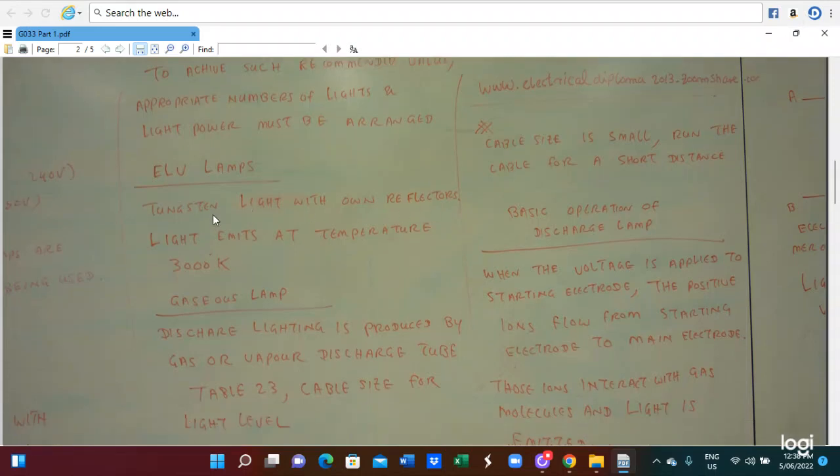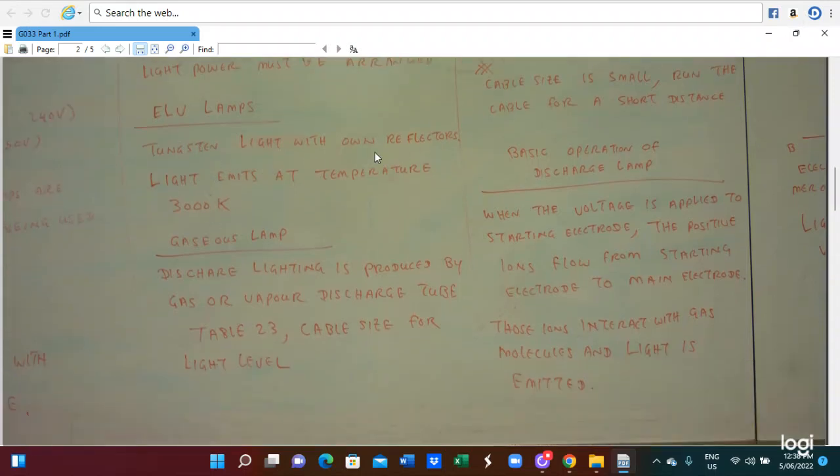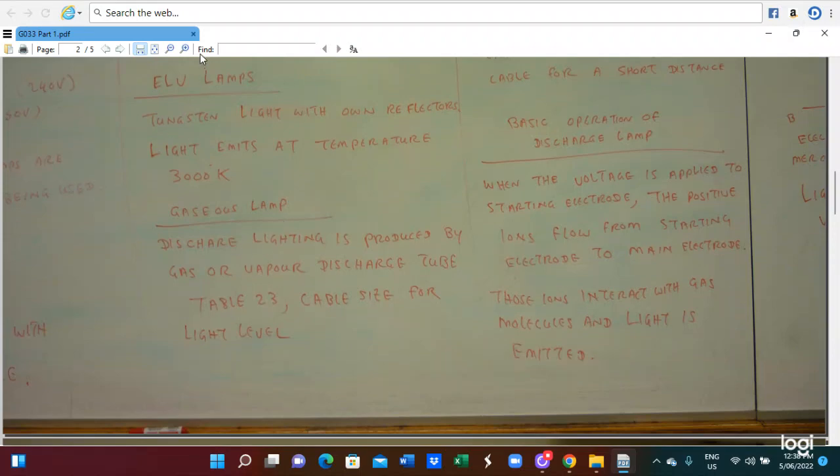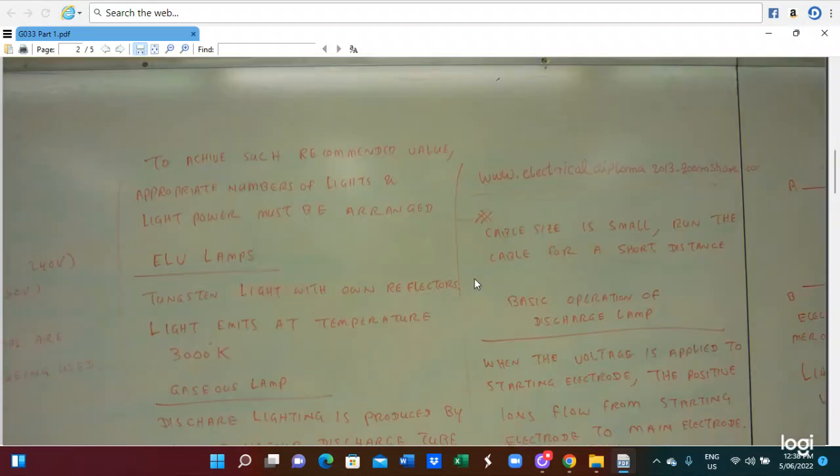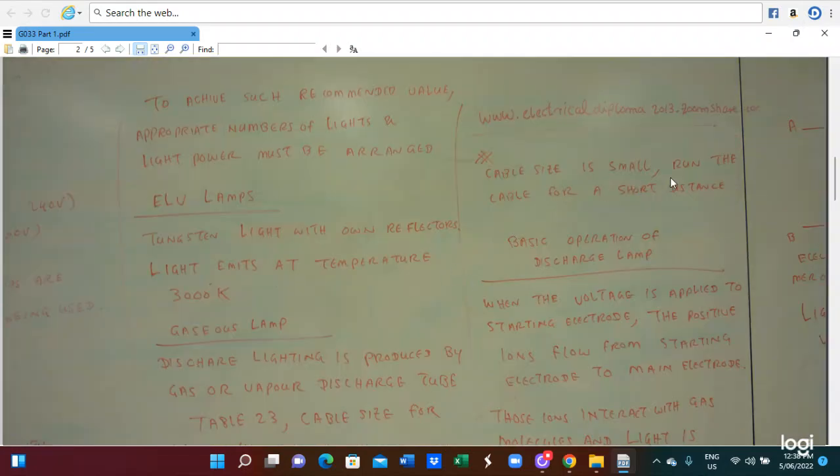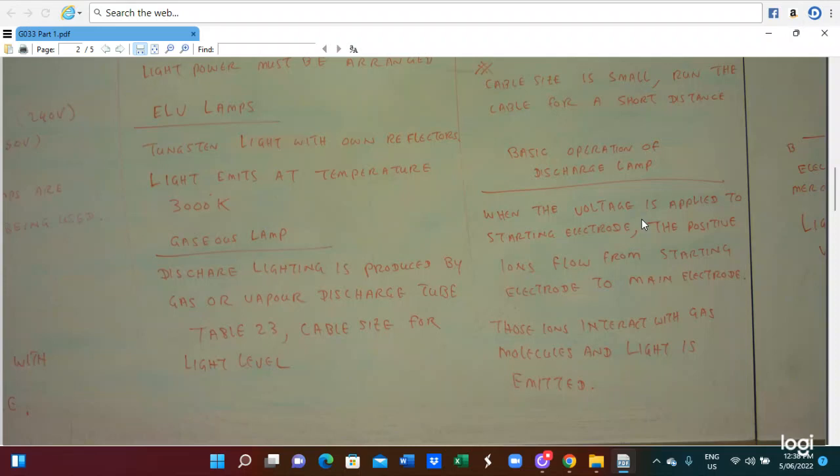The ELV lamps are tungsten lamps with their own reflector, so the light is at a temperature of 3000 Kelvin, and the light will be emitted. Gaseous lamps are also discharge lights. They are provided by gas or vapor discharge tubes. In this case, for the cable size and the light level, we also need to consult the table. Cable size is small for a cable over a short distance.